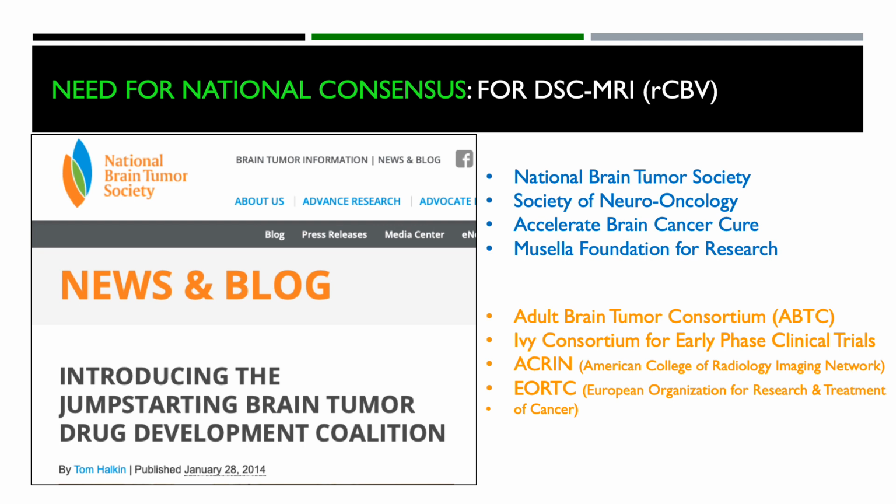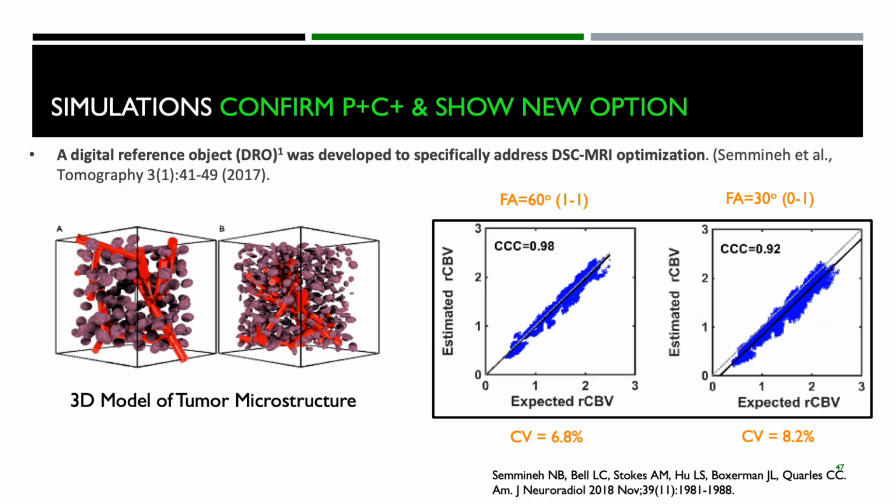But in 2014, many brain tumor societies came together, including the Michelle Foundation, and said, okay, we have to come up with a final national consensus for DSC-MRI, the method to create relative cerebral blood volume maps. Part of this effort was a working group to look at relative cerebral blood volume. They looked at all the data available and also at the results of what was recently developed, something called a digital reference object. It was essentially a very sophisticated computer model to see what is the best combination of acquisition parameters and post-processing methods to give you the most accurate rCBV maps.